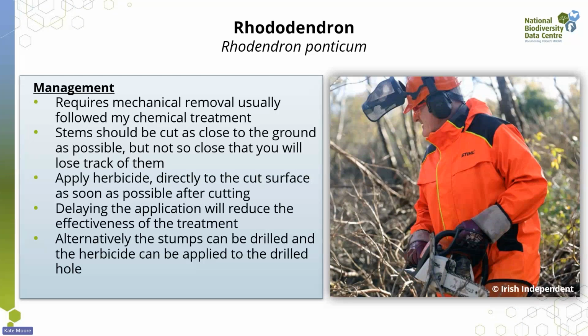Rhododendron usually requires mechanical removal followed by chemical treatment. Stems are cut close to the ground, but not so close that you would lose track of them. Then herbicide is applied directly to the cut surface as soon as possible after cutting. Delaying the application of the herbicide will reduce the effectiveness of the treatment. Alternatively, the stumps can be drilled and the herbicide can be applied to the drilled hole.